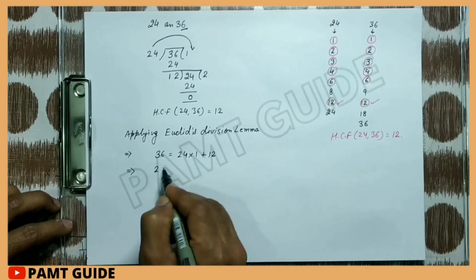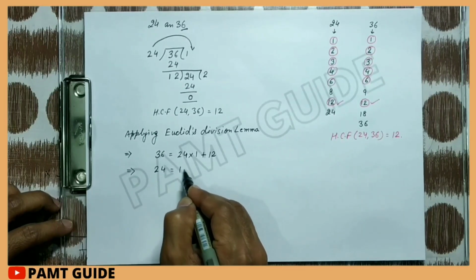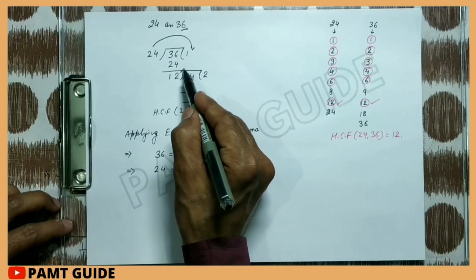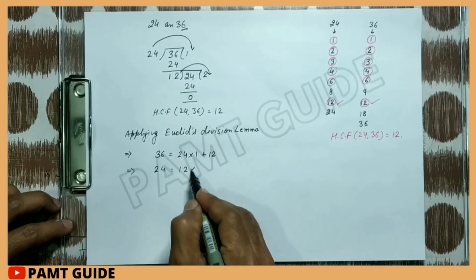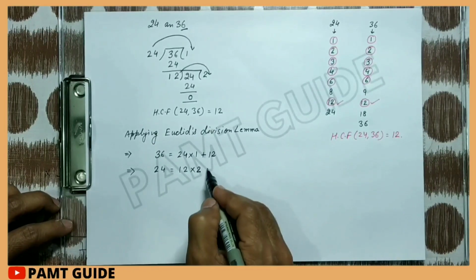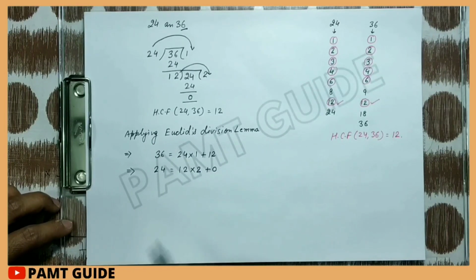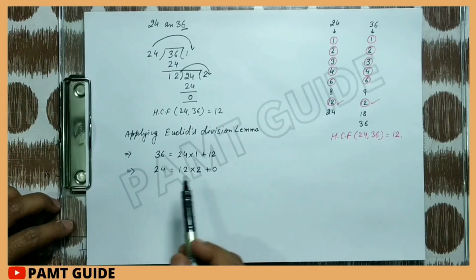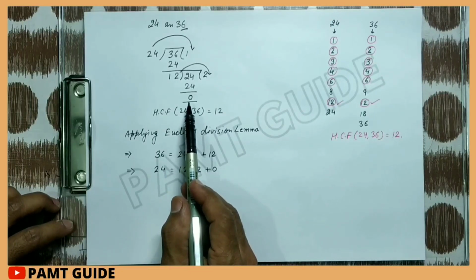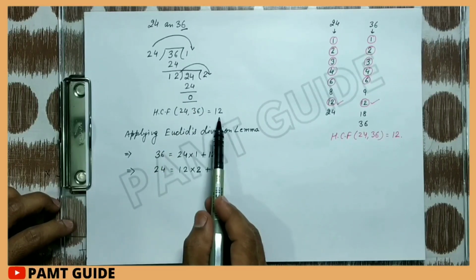Then 24 equal to 12, 12 multiplied by 2 and the remainder is 0. We observe that the remainder at this stage is 0. Therefore, the divisor at this stage, that is 12, is the HCF of 24 and 36. Guys, when at last we got the 0, then the last divisor will be our HCF.